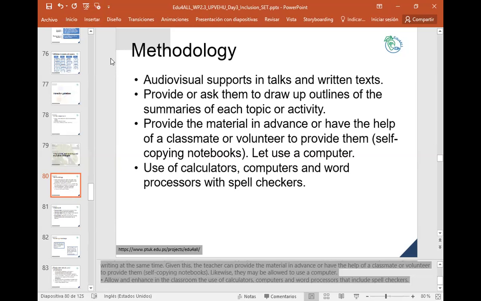They may have difficulty taking notes, as well as copying what is written on the board, as they have difficulty listening and writing at the same time. Given this, the teacher can provide the material in advance or have the help of a classmate or volunteer to provide them, self-copying notebooks. Likewise, they may be allowed to use a computer. Allow and enhance in the classroom the use of calculators, computers, and word processors that include spell checkers.